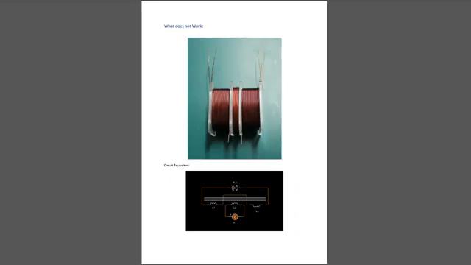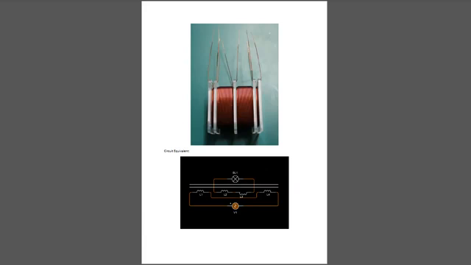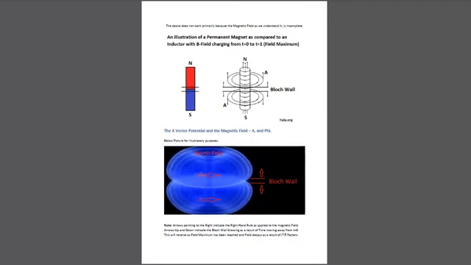What does not work? Circuit equivalent. The above does not work primarily because the magnetic field as we understand it is incomplete. The vector potential and the magnetic field, A, and phi. Below picture for illustratory purposes.